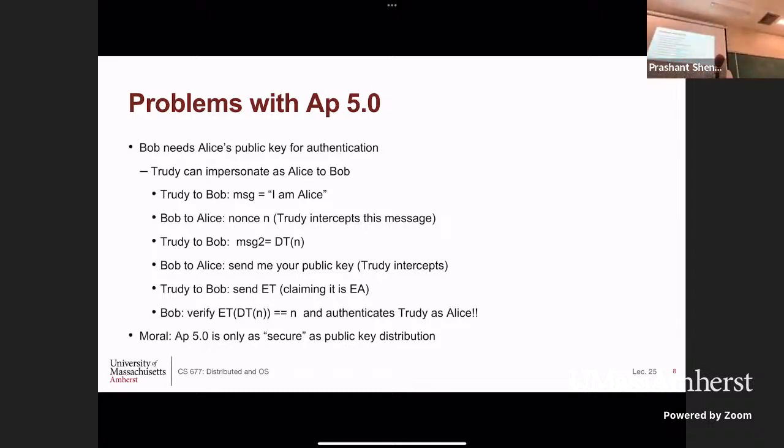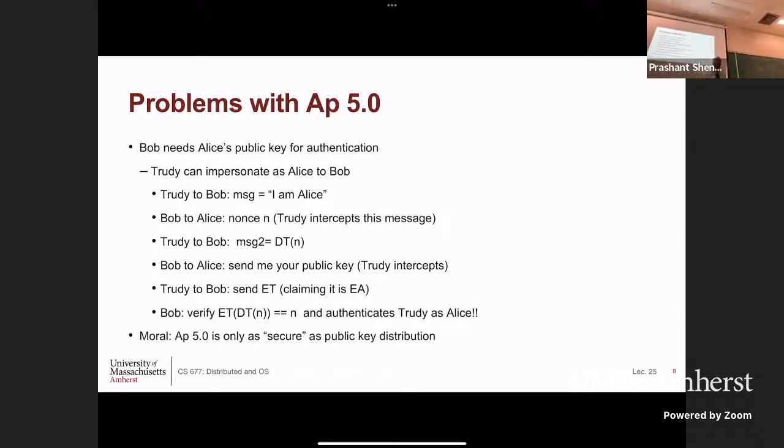So here's what could happen. Okay? Trudy sends a message to Bob saying, "I'm Alice." So Bob is going to send a nonce back to Trudy. Now, Trudy does not have Alice's private key. But Bob has to actually get the public key first. Otherwise, Bob cannot decrypt the nonce. So while the nonce goes out, Bob also has to go fetch the public key from somewhere to do the final step to decrypt the nonce.